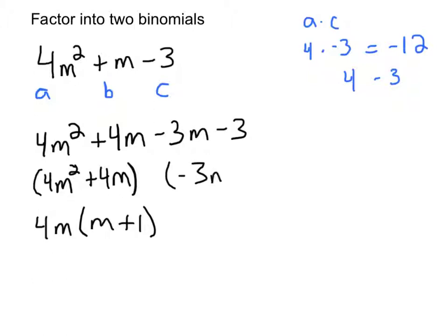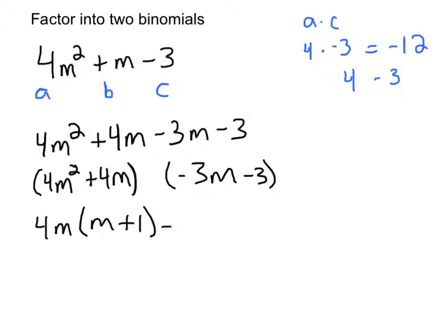Okay, now the second one here I'm going to section off as well. Negative 3m minus 3. And that one I see that they share a 3 in common, but a 3 won't get me. I need to make sure that what's inside the parentheses is the exact same as the one I've got over here, so it's got to be m plus 1. If I take a 3 out, that's going to leave me a negative m minus 1. That won't work.